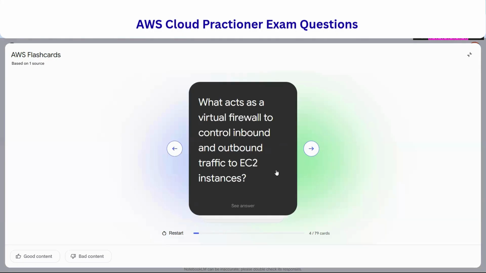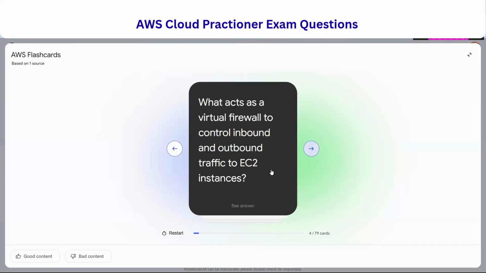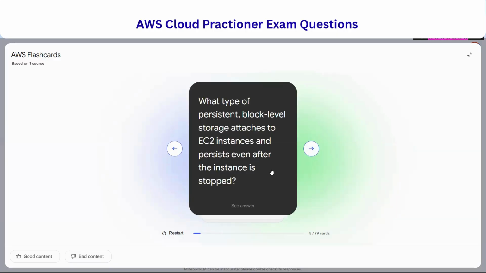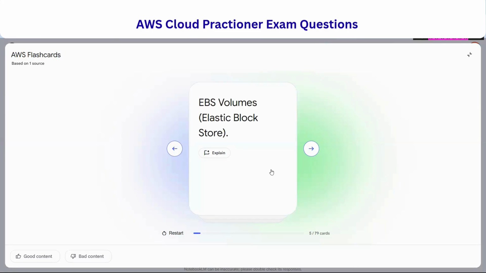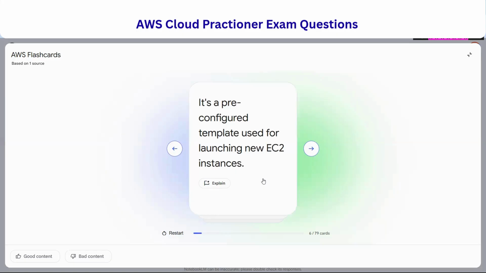What acts as a virtual firewall to control inbound and outbound traffic to EC2 instances? Security groups. What type of persistent block-level storage attaches to EC2 instances and persists even after the instance is stopped? EBS volumes, Elastic Block Store. What is an AMI? Amazon Machine Image, a pre-configured template used for launching new EC2 instances.